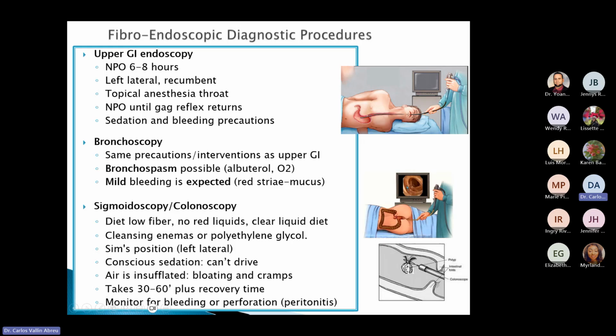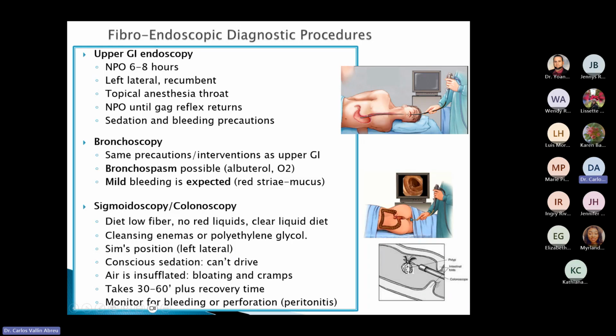So there is no need for evaluation of the gag reflex in the colonoscopy. The client needs to be in left lateral, which is the Sims position. After those procedures that are invasive, you need to observe the client for complications that are rare but possible, like bleeding, perforation, etc.